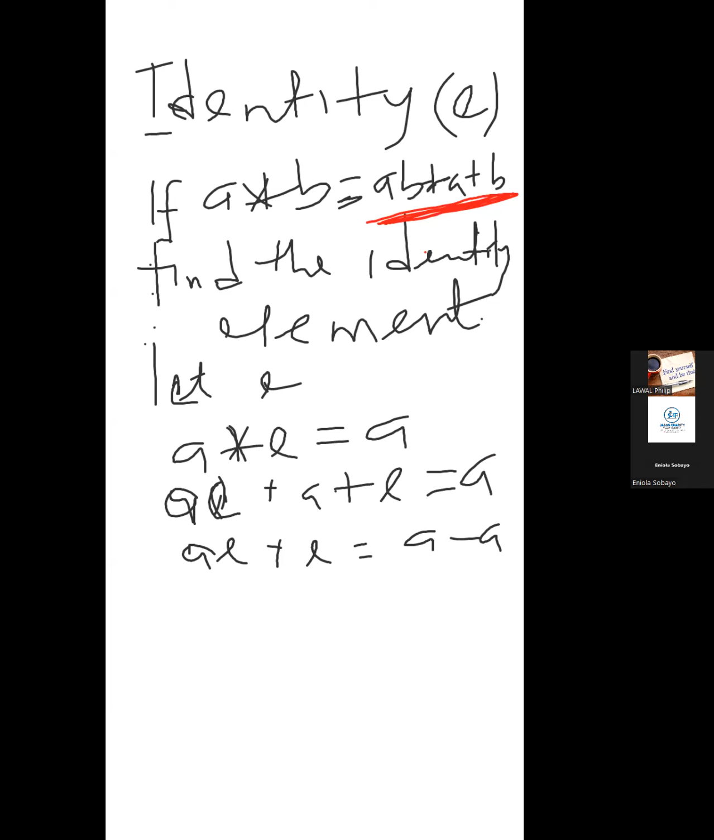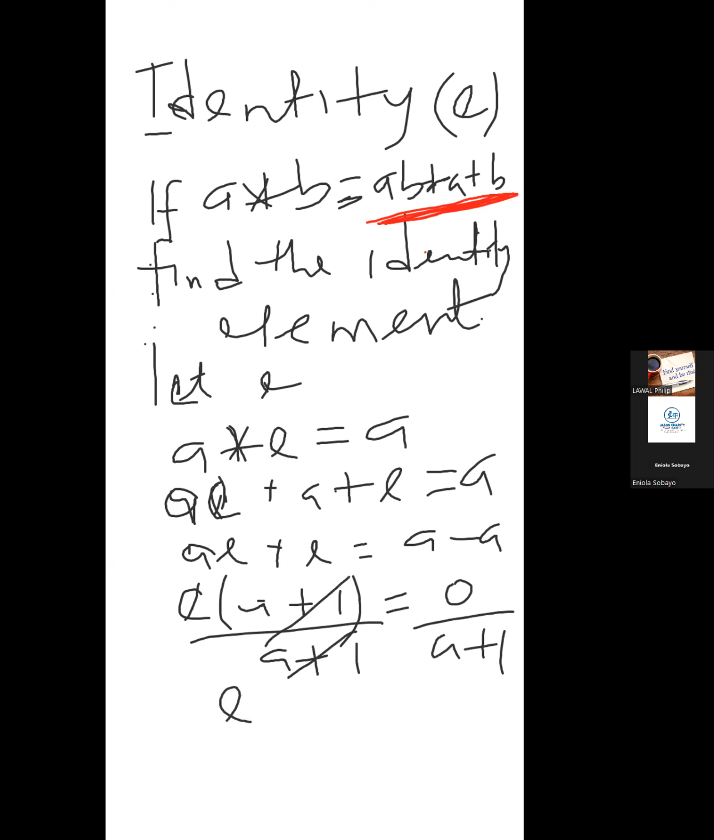So what I have next is I can factorize E out of here. I will have E into bracket A plus 1 is equal to 0. And you divide both sides by A plus 1. This cancels this, so your E is equal to 0. So the identity element under this operation star is 0. This does not mean that it must always be 0. It just happened that in this case, the answer is 0. I can give you another question where you will not get 0. All right, this settles everything you need to know for identity.